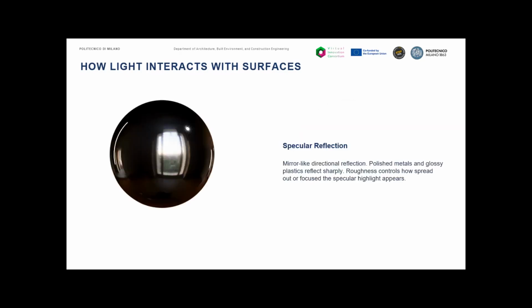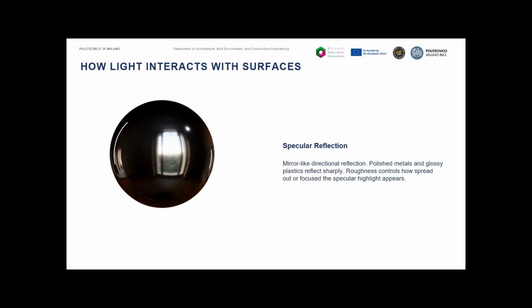Specular reflection describes a more mirror-like directional reflection. When a surface is smooth enough, it reflects light coherently. The incoming ray bounces off in a direction determined by the surface normal, and it produces a visible highlight on the reflection. So this parameter controls how sharp or spread this reflection is: roughness.